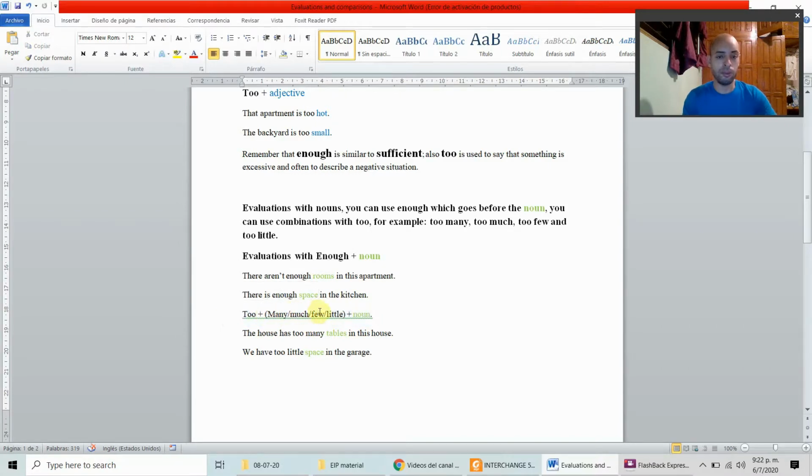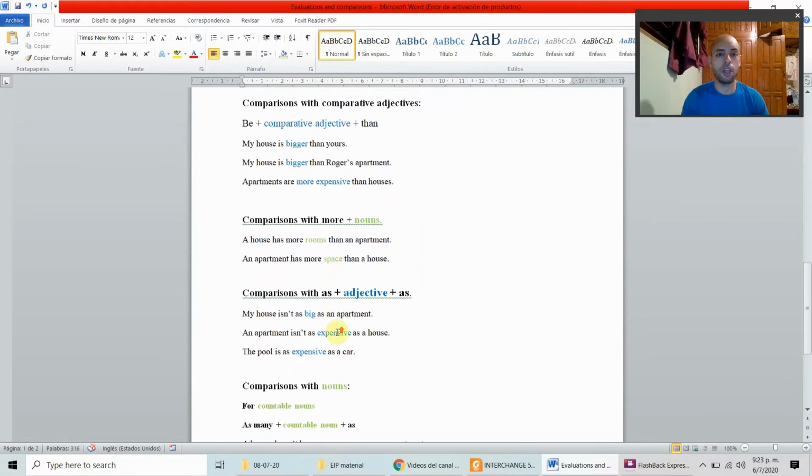Too many, too much, too few, or too little, plus the noun. The house has too many tables. Oh, I made a mistake here. This house has too many tables. That's it. Simple. The house has too many tables in the kitchen, let's say, if we want to be more specific. We have too little space in the garage. Space being an uncountable noun, we use too little. Again, it's a combination of too many, too much, too few, and too little. Too many, because tables is a countable noun.